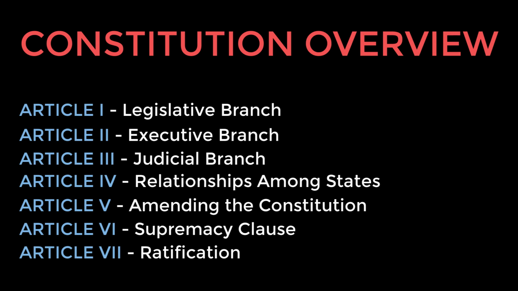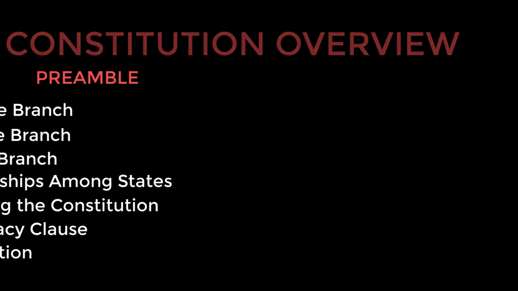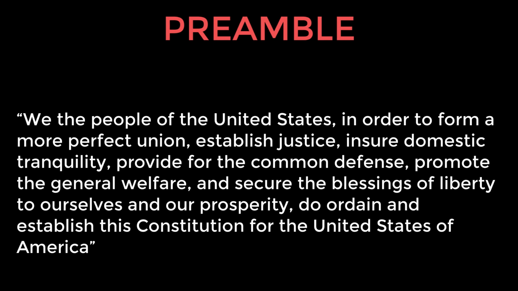Before all of this is one single sentence that sets the tone of the entire document. We call this the preamble or introduction to the Constitution. It says, "We, the people of the United States, in order to form a more perfect union, establish justice, ensure domestic tranquility, provide for the common defense, promote the general welfare, and secure the blessings of liberty to ourselves and our posterity, do ordain and establish this Constitution for the United States of America."